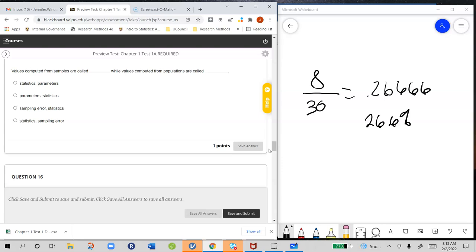Okay, number 15 here is getting at the same idea. Values computed from samples are called statistics, while values computed from populations are called parameters.